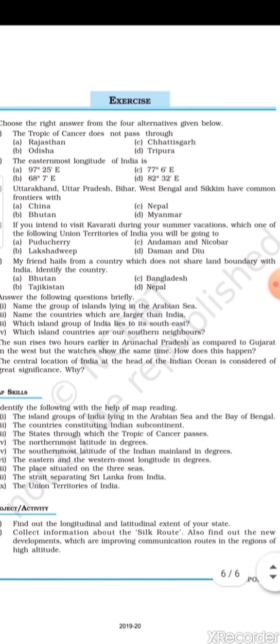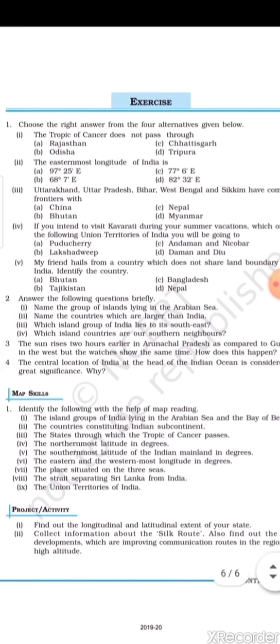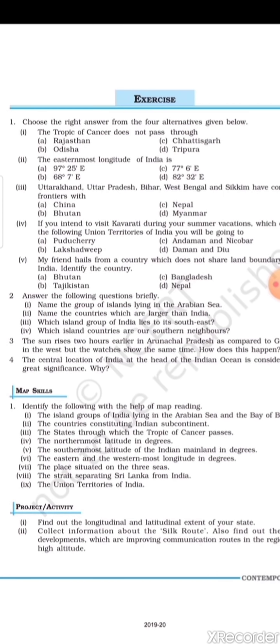Now next questions, answer the following questions briefly. Means you have to give the answer in one or two words or in a sentence, not more than that. The first question is, name the group of islands lying in the Arabian Sea. And the answer is Lakshadweep. Second question is, name the countries which are larger than India.